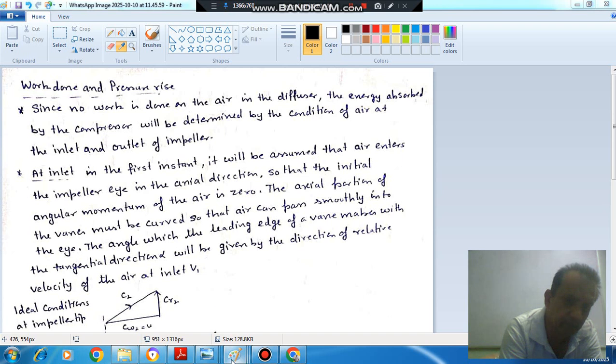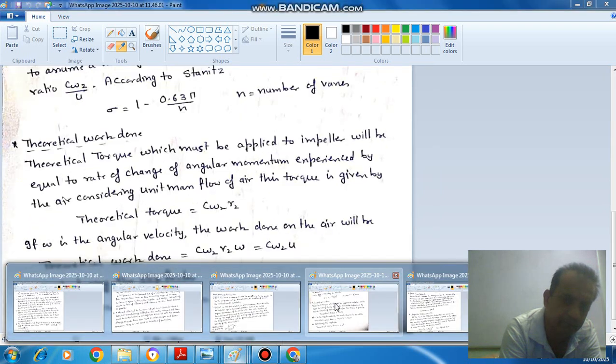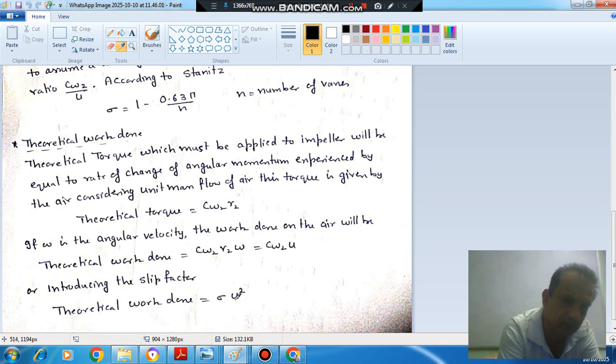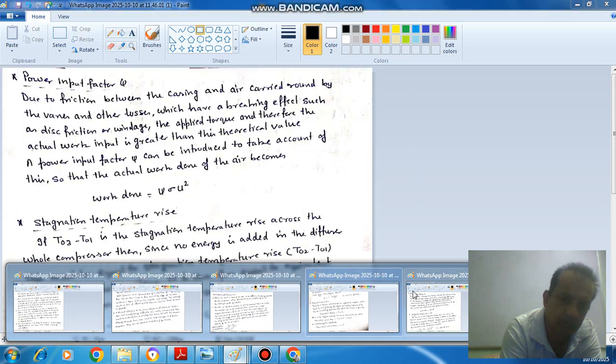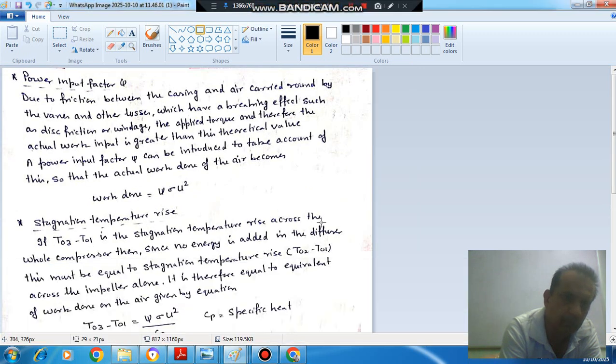In the previous video, we found out the theoretical work done, which is equal to sigma u squared. Sigma is your slip factor, and u is your impeller tip speed. So now this is your theoretical work done. Now in this video, we'll find out power. We will define power input factor, actual work done and stagnation temperature.